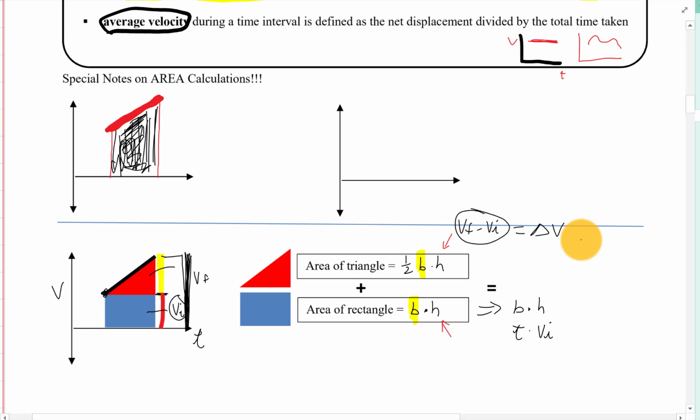Anyone know what the change in velocity is in formula? Yeah, okay, it's VF minus VI. Another formula with acceleration in it? VF minus VI. Okay, how about this formula? VF equals VI plus AT. I take the VI to the other side. I get VF minus VI is equal to AT. Okay? That's AT. And the base is time.